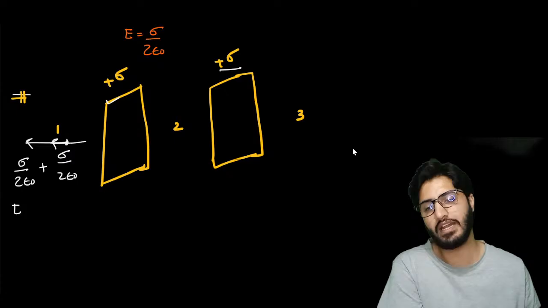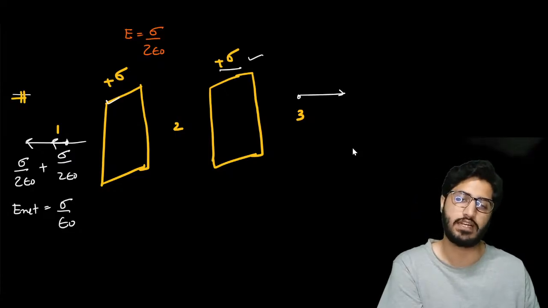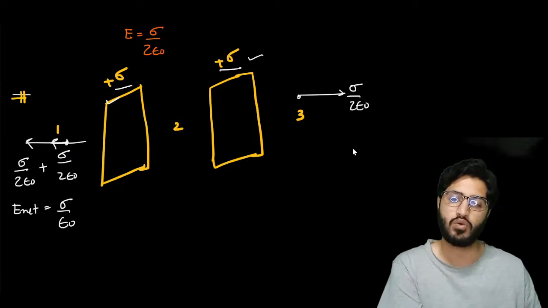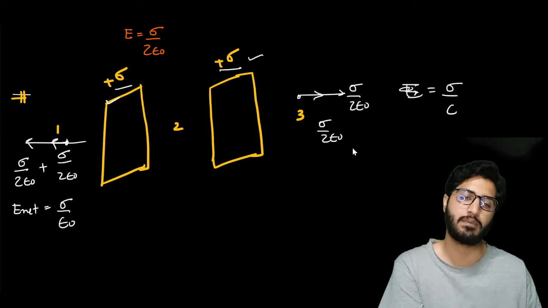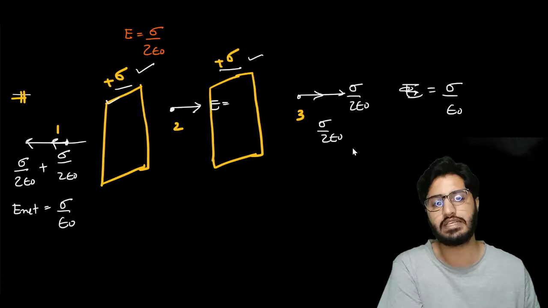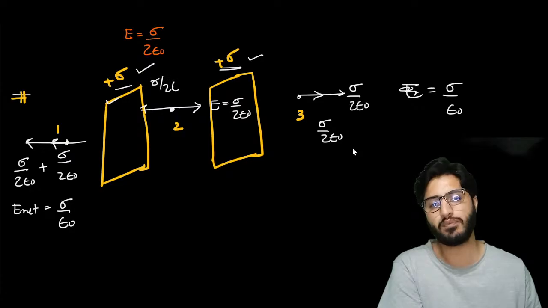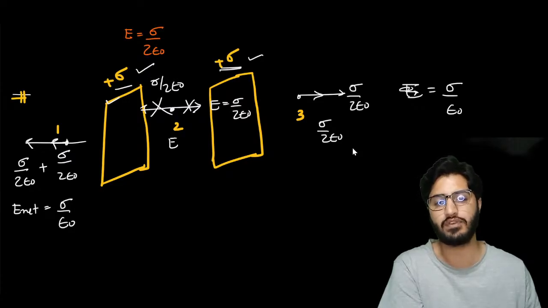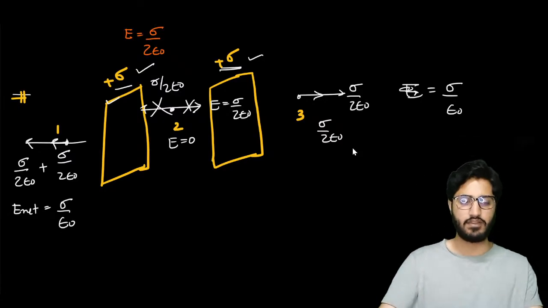If you need to find the net, it will be sigma by epsilon naught only. Similarly here, due to this one, it will be outside, sigma by 2 epsilon naught, and due to this one also sigma by 2 epsilon naught. Just add these two, so my electric field will be sigma by epsilon naught. At this particular point, due to one sheet the field is outward, sigma by 2 epsilon naught, and due to the other it is also sigma by 2 epsilon naught. Both are equal and opposite, so they cancel out and E will be 0 between these two, okay?